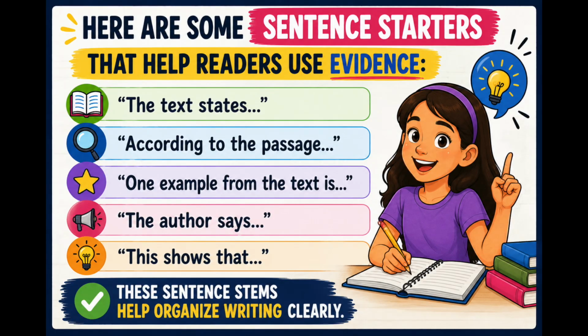Let's go over some text evidence stems. Here are some sentence starters to help readers use text evidence. The text states, according to the passage, one example from the text is, the author says, this shows that. These sentence stems help organize your writing clearly and indicate that you are going to refer to something explicitly that you can put your finger on that says in the text to support your answer.